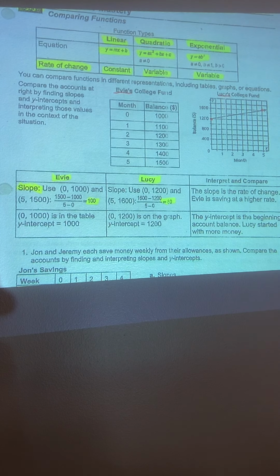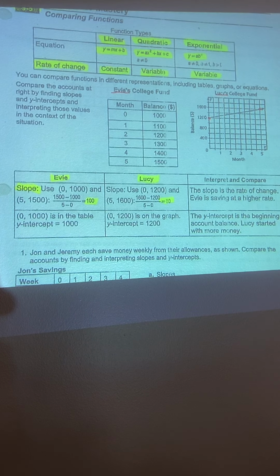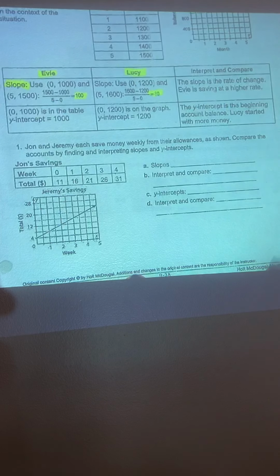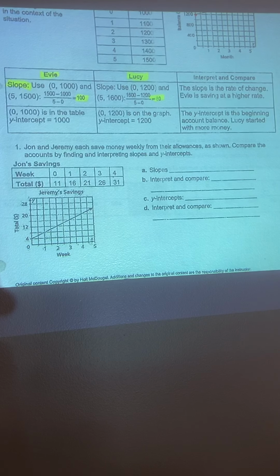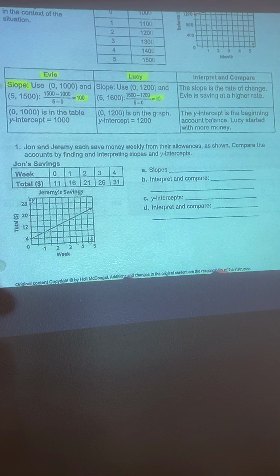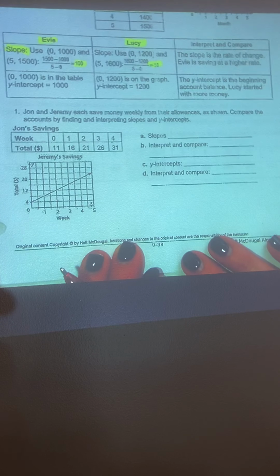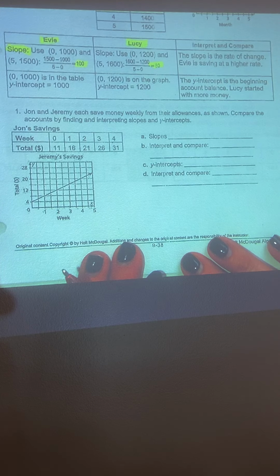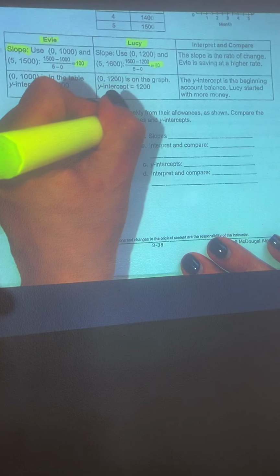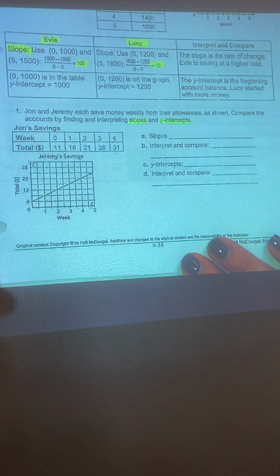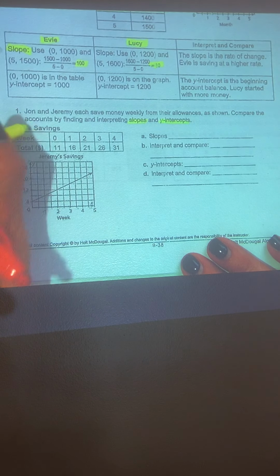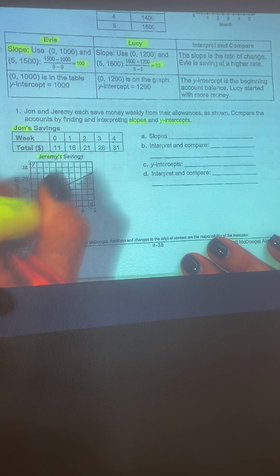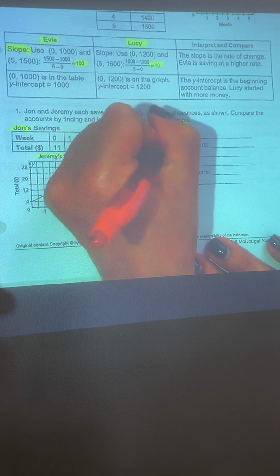Okay, so let's try this example. John and Jeremy. All right, let's talk about John and Jeremy. John and Jeremy save money weekly from their allowances, as shown. Compare the accounts by finding and interpreting slopes and y-intercepts. So we're going to interpret slopes and y-intercepts. So let's do the slope of each. Let's do John's slope. We got John and we have Jeremy.